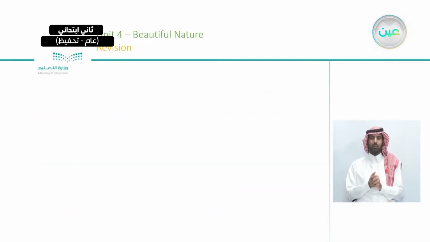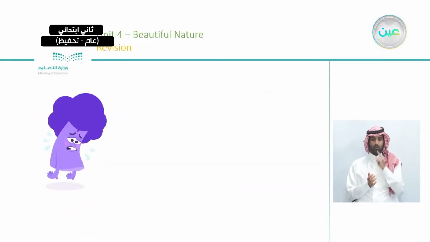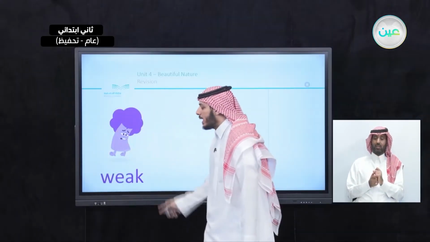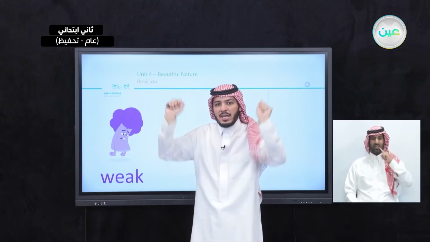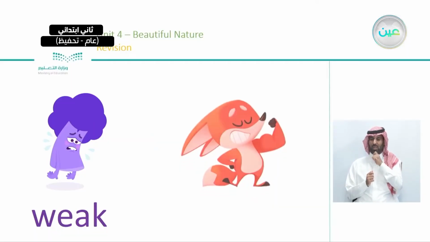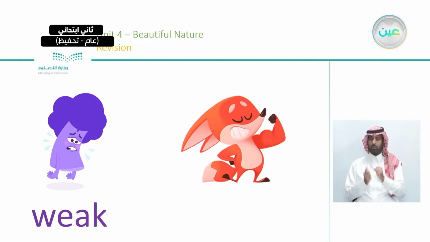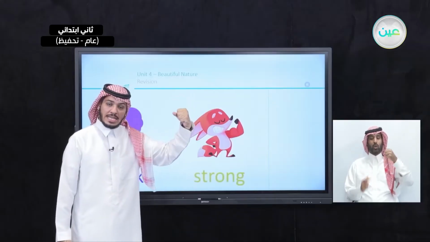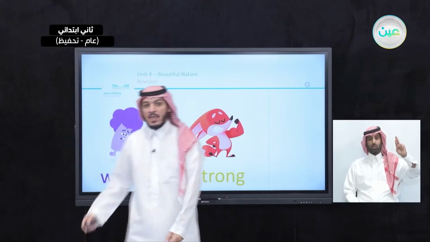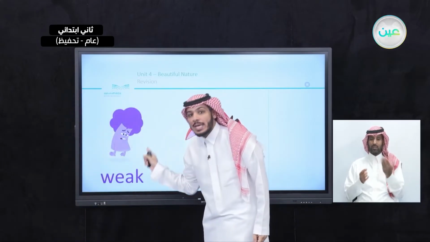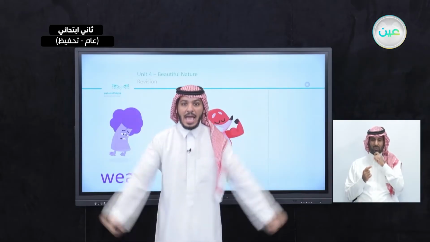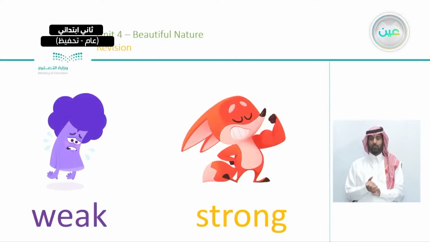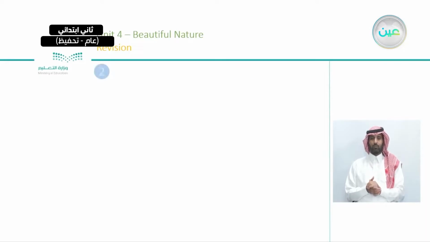Now we have this man, and he's what? He's weak. He can't handle or carry something. And we have this man, and he's what? Strong. Excellent. So we have strong here, and the opposite is what? Weak. So we have weak and strong. Excellent.